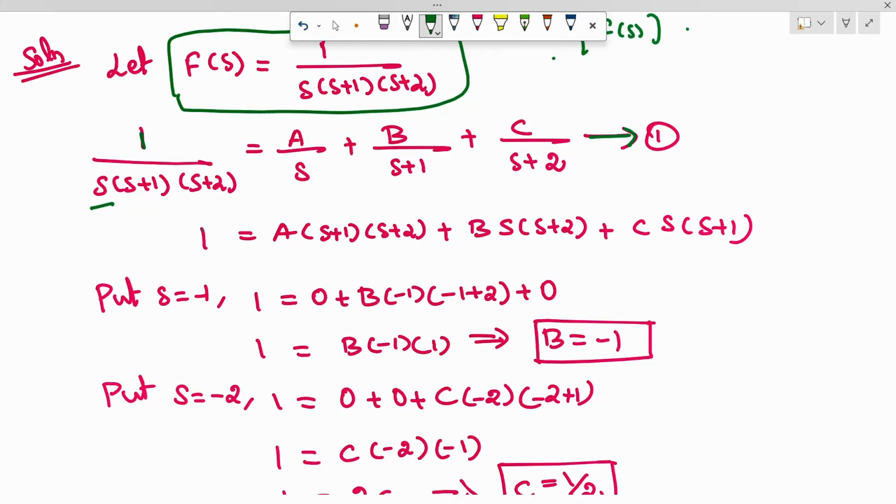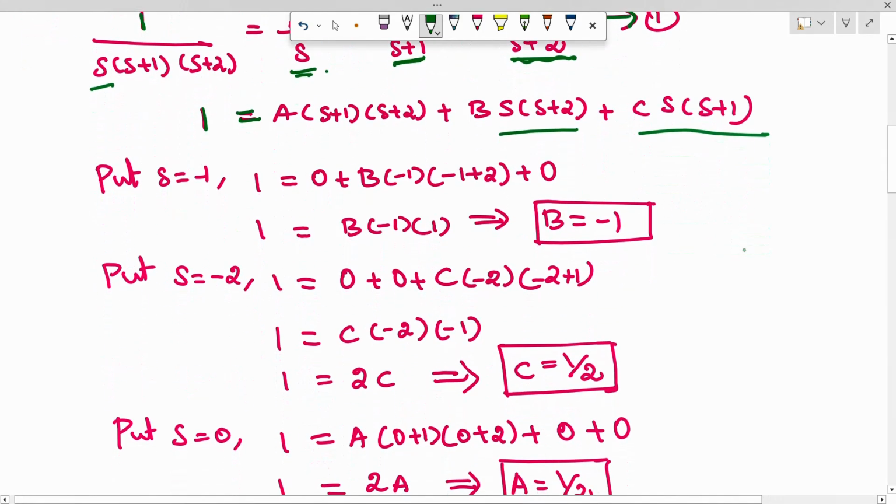The left hand side numerator term is 1. So 1 is equal to a into s plus 1 into s plus 2. Except for this denominator s, we take the other two terms, s plus 1 into s plus 2. Plus b into, except for this s plus 1, s into s plus 2. Plus c into, except for this s plus 2, s into s plus 1. Now we are going to find the a, b, c values.